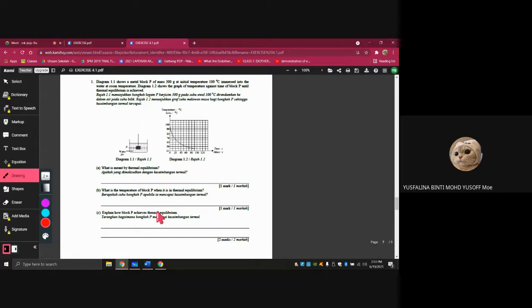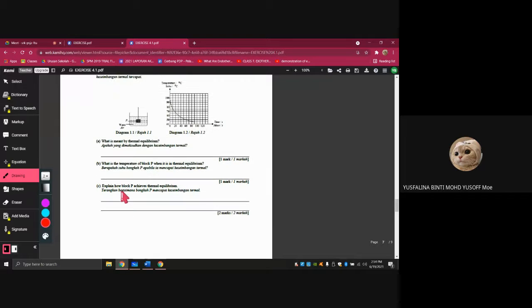For B, what is the temperature of block P when it's in thermal equilibrium? For this one, you just read the graph. This should be 45, because when it reached 45, it started to become constant here. So the answer should be 45 degrees Celsius.